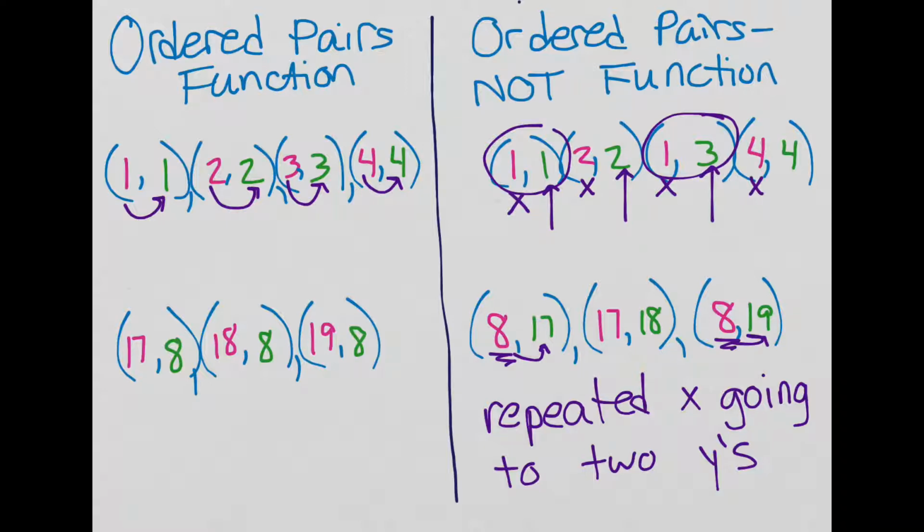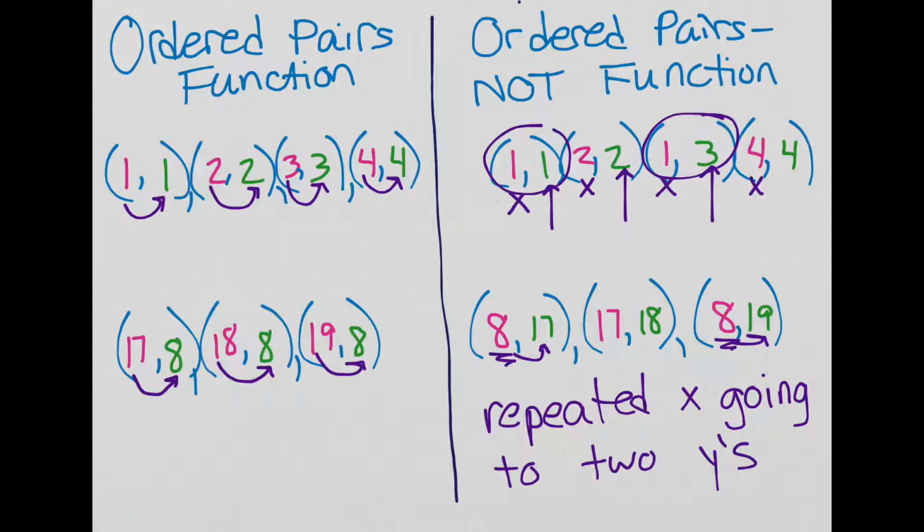But now you say down here, well, look, I pressed button 17 and I got out an 8. And then I pressed button 18 and I got out an 8. And I pressed button 19 and I got out an 8. Hey, haven't you ever seen a Coke machine with two buttons to press for a Coke? That's okay. That still works.